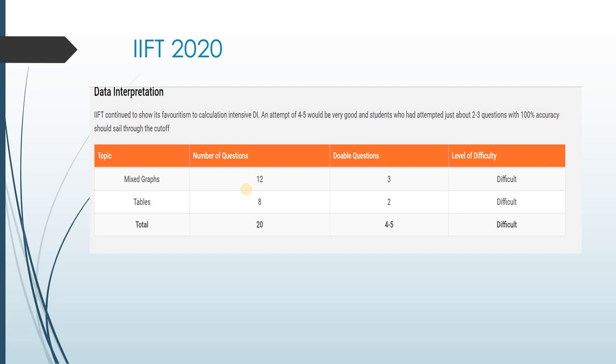An attempt of 4-5 questions was very good last year, because you should focus on accuracy in DI. Take your time, but solve 5-6 questions nicely. Take your time. The cutoff is like 1 or 2 marks.